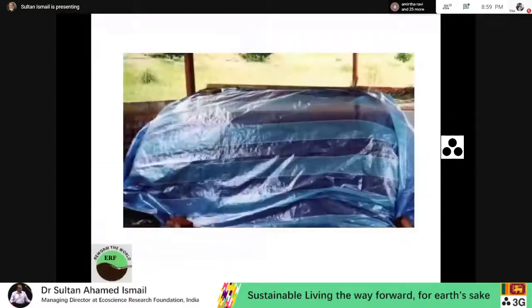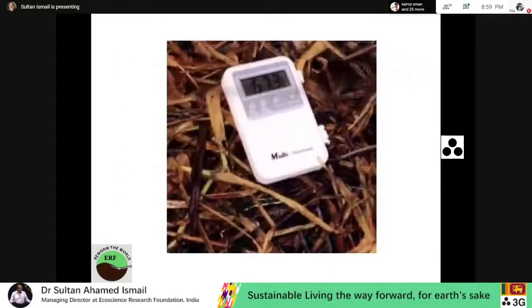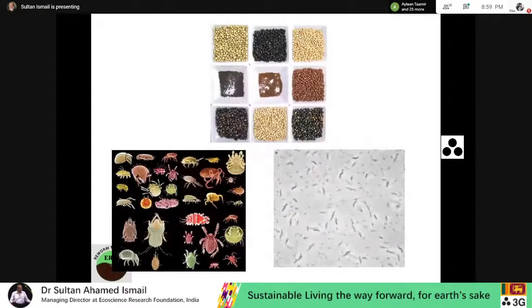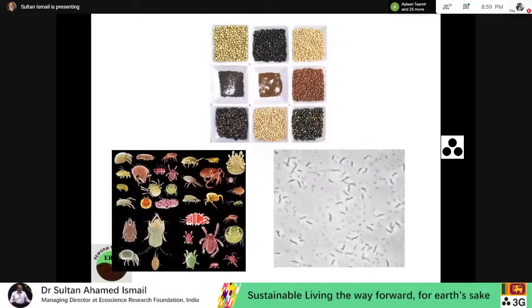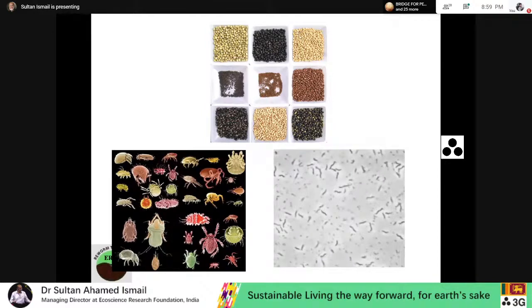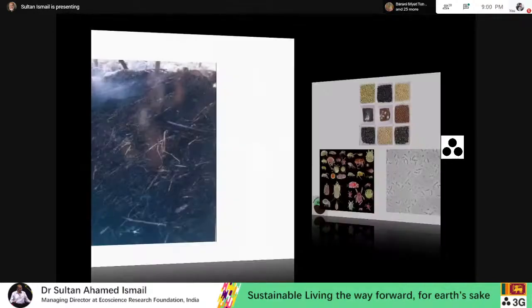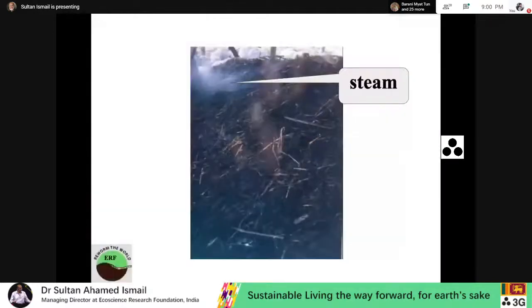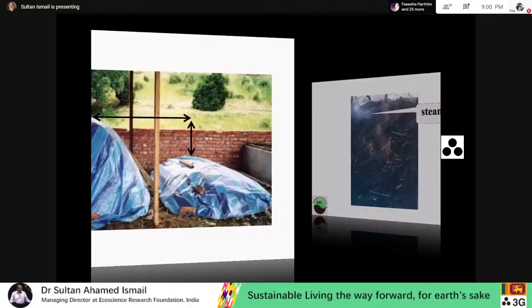It's ready. Cover it with a loose polythene. Inside, temperature increases. It becomes hot. It's really hot. It can go till about 60, 62 degrees Celsius. And once it goes hot, all the unwanted pathogens, unwanted pests, unwanted seeds, they all perish. And then after about 15 days or so, we turn it over when steam comes out. After another 15 to 25 days, the whole thing comes down.